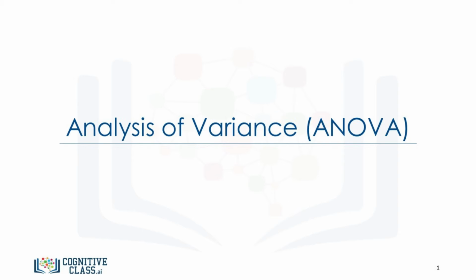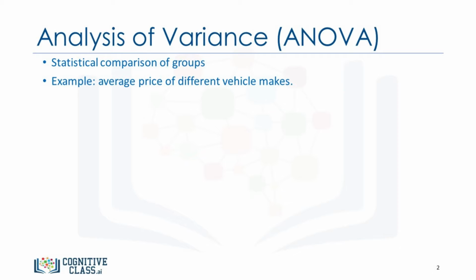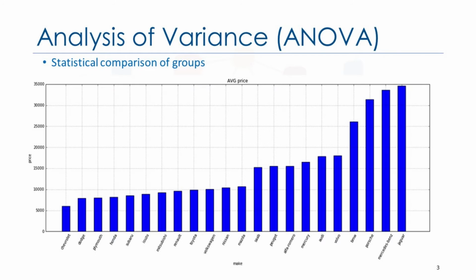In this video, we'll study analysis of variance. Assume that we want to analyze a categorical variable and see the correlation among different categories. For example, consider the car dataset. The question we may ask is, how do different categories of the make feature, as a categorical variable, have impact on the price?